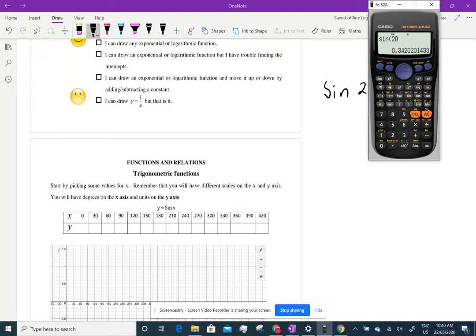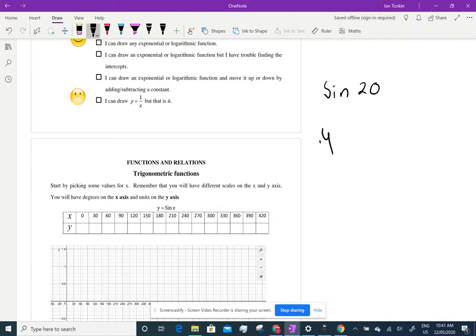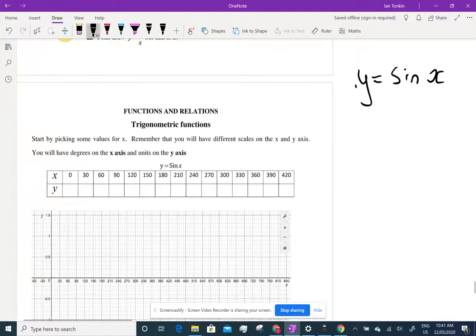I just better check that my calculator is in degrees. So I'm just going to check that. All right, so my calculator's in degrees, and there's my value for sine 20. So if I'm drawing a graph of y equals sine x, like any function, remember, you can just plot points, which is what we're going to do for the first one. So we're going to find the sine of these values.